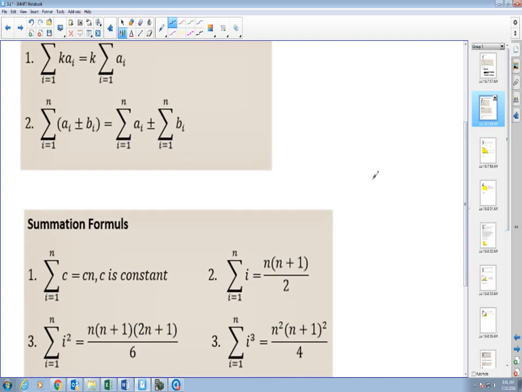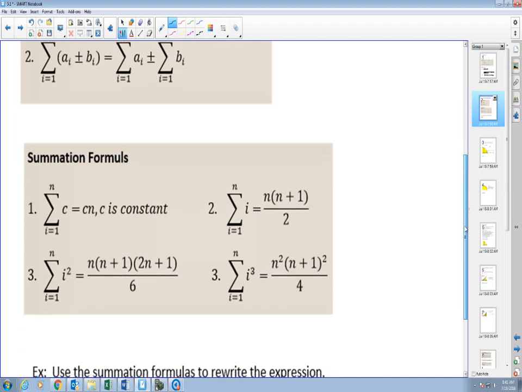Alright, a couple of basic formulas here, very important. We will refer back to these formulas quite a bit. If c is a constant, and the summation is from 1 to n, we simply take n times c, the constant times n.